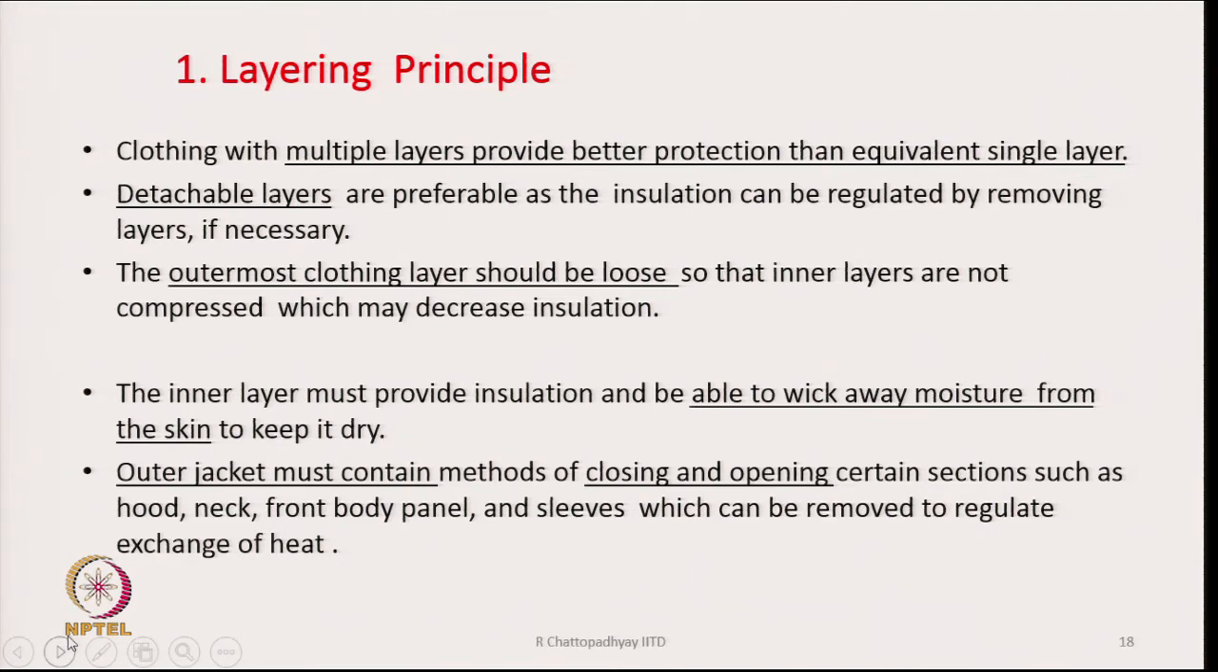Outer jacket must contain methods of closing and opening certain sections such as hood, neck, front body panel and sleeves, which can be removed to regulate exchange of heat. So, we can have such things like hood, in the neck something, front body panel, if we can have a provision, so that some parts of the garments can be removed whenever we require, then it will help us to regulate the loss of heat from the body.